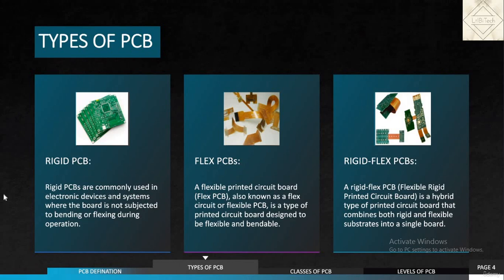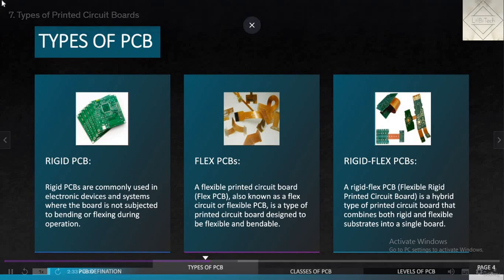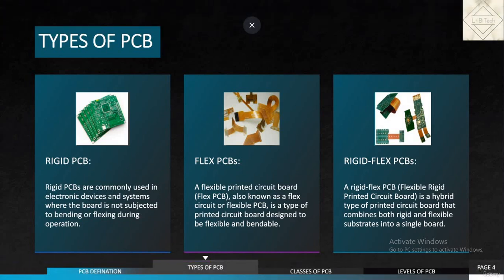And the next type is rigid flex PCBs. Rigid flex is a combination of rigid PCB as well as flex PCB that is used to connect different boards, or a combination of many PCBs into one PCB. So that comes under rigid and flex PCB. It is a combination of rigid as well as flex PCB. So we'll discuss one by one.